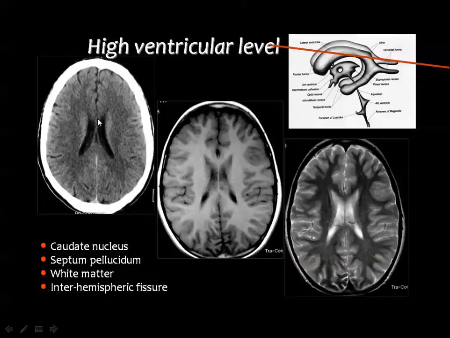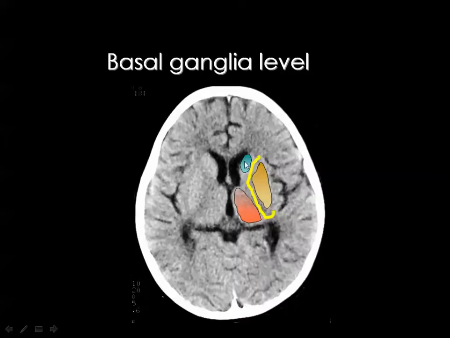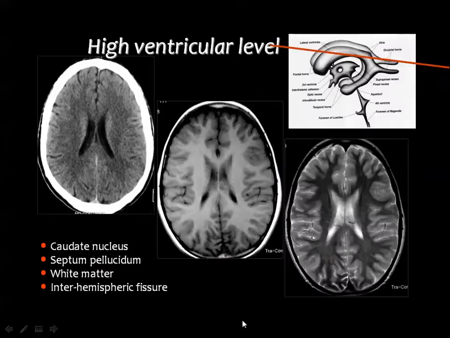The right and left lateral ventricles are separated in the midline by the septum pellucidum. Then the head of the caudate nucleus is seen here. This is the head of the caudate nucleus. The body and the tail of the caudate nucleus are seen along the lateral wall of the ventricle, and this slightly faint hyperdensity represents the body and the tail of the caudate nucleus.